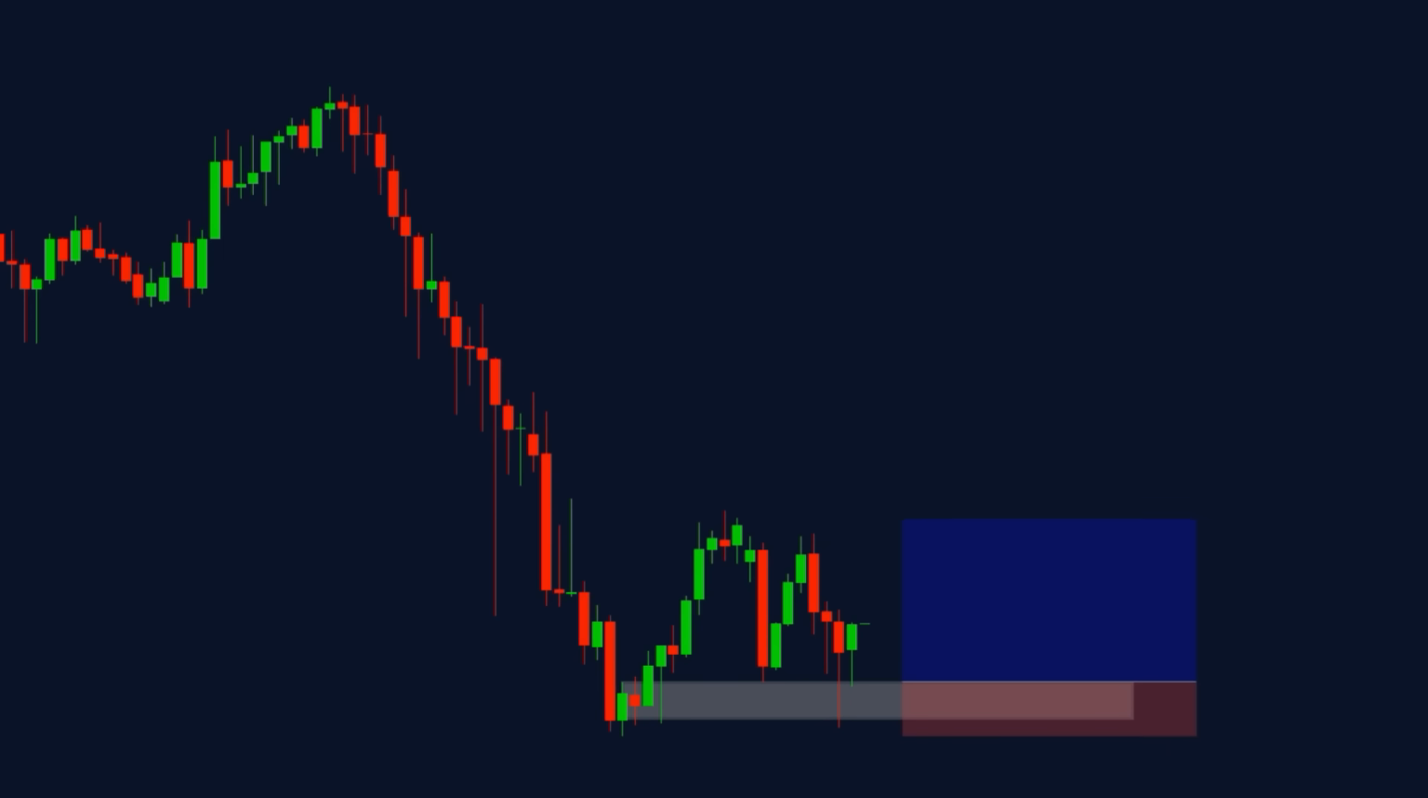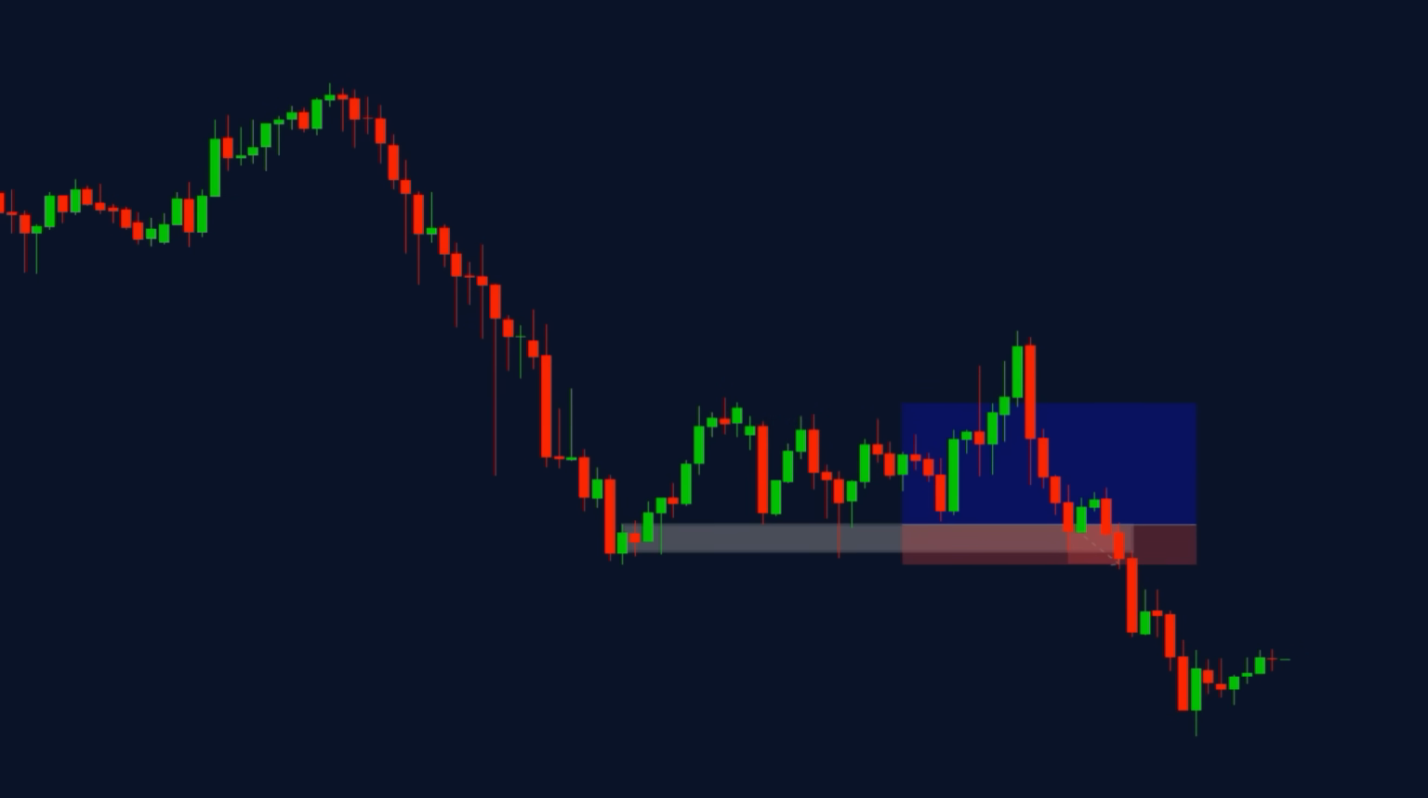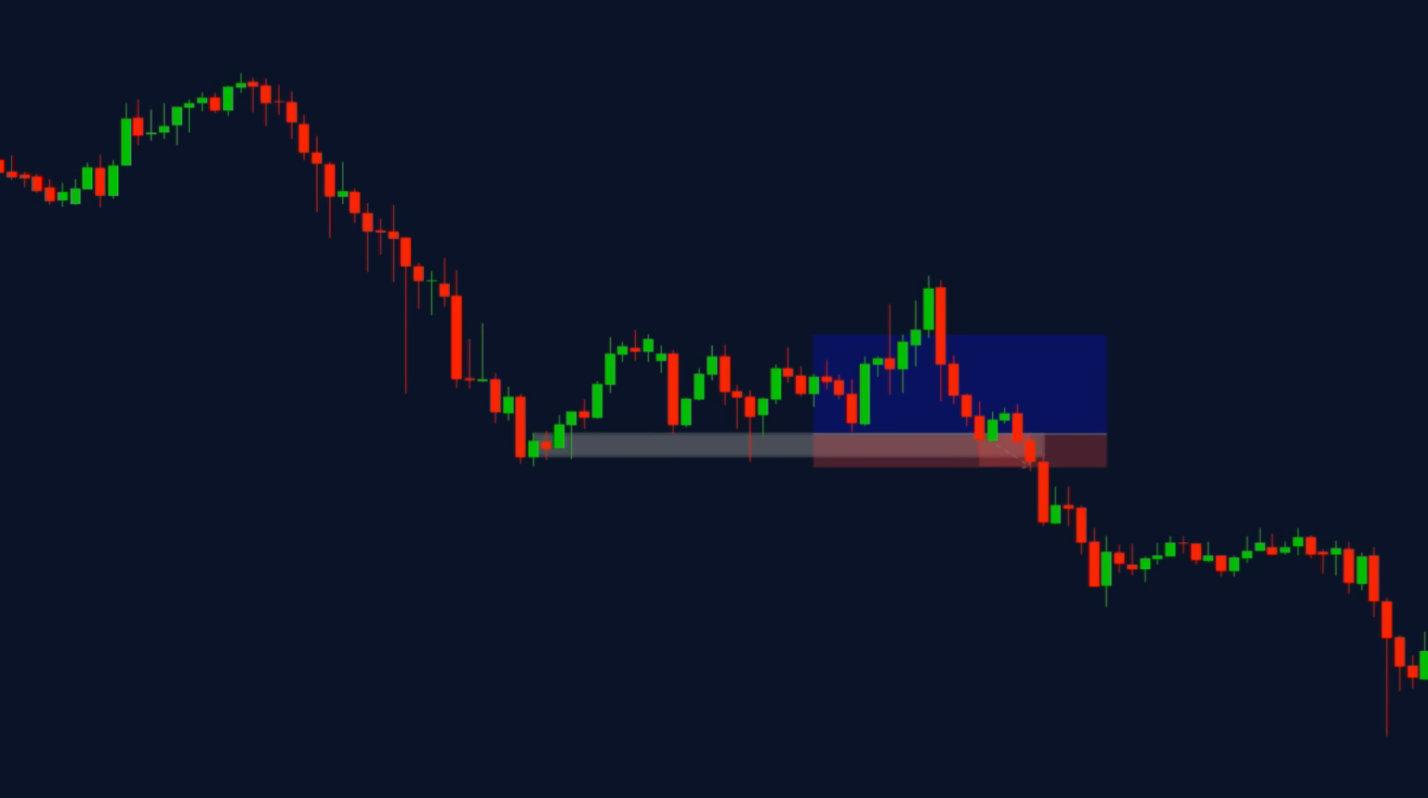But here is the truth. Most traders draw them completely wrong. They draw random boxes on their charts and wonder why they get stopped out. In the next 10 minutes, I'm going to show you how to identify high-probability order blocks using a specific 3-indicator setup that does the hard work for you.